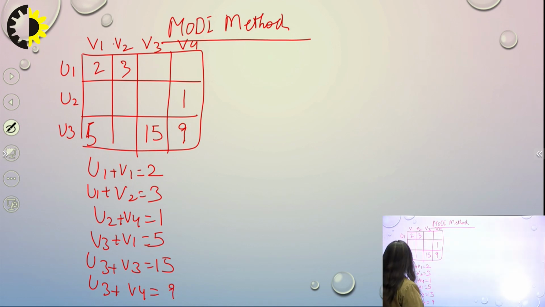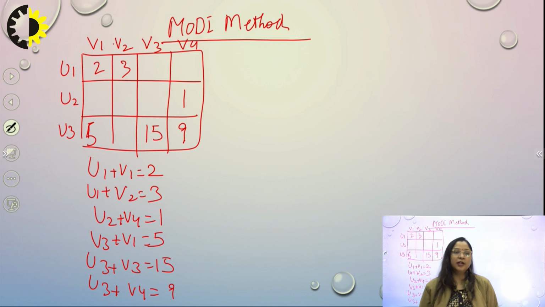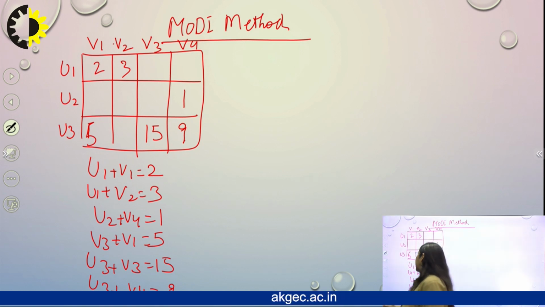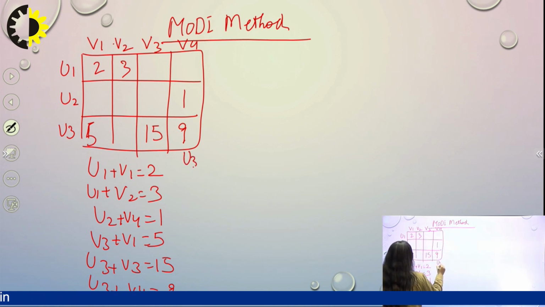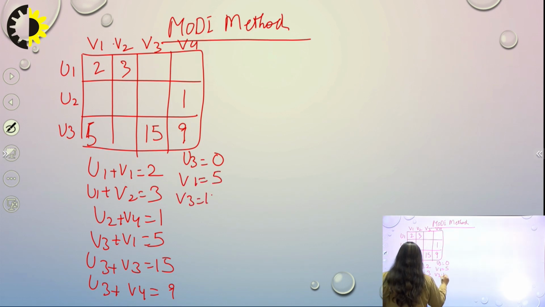So there are six allocations and we have written them down. One trick to solve this is that the variable which comes more than once or twice, we will assign it 0. Here we can see that U3 comes more often, so we will assign U3 is equal to 0. After assigning U3 is equal to 0, we have V1 is equal to 5, V3 is equal to 15, V4 is equal to 9.